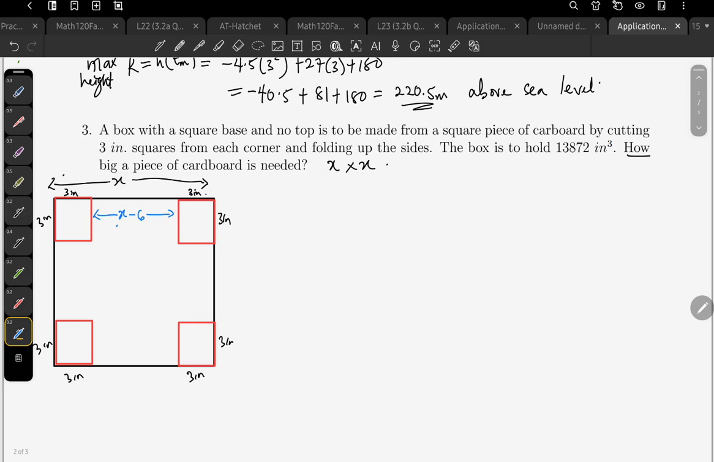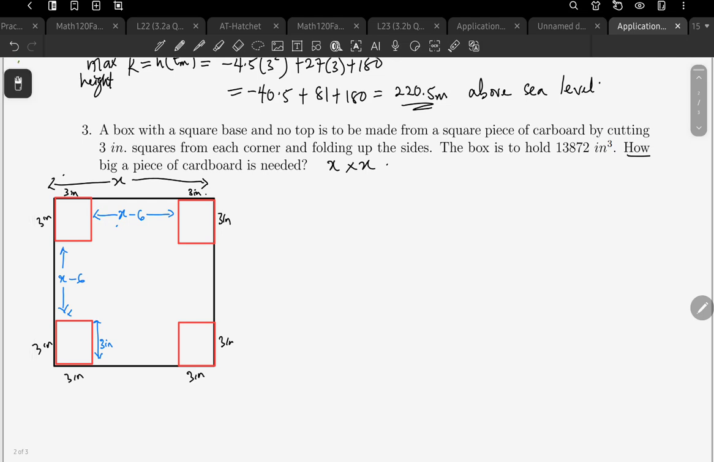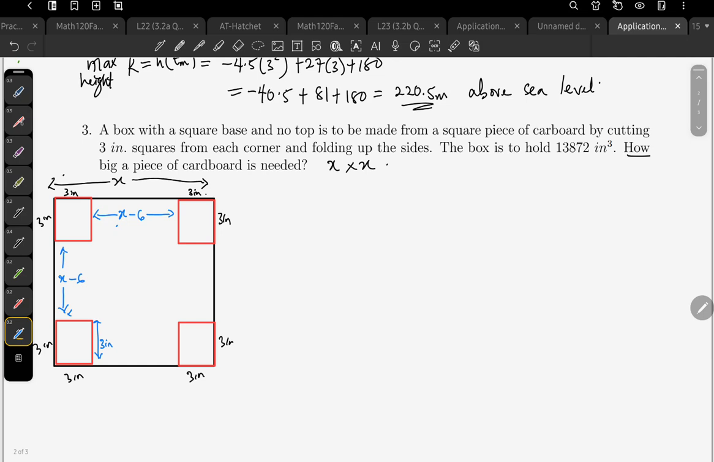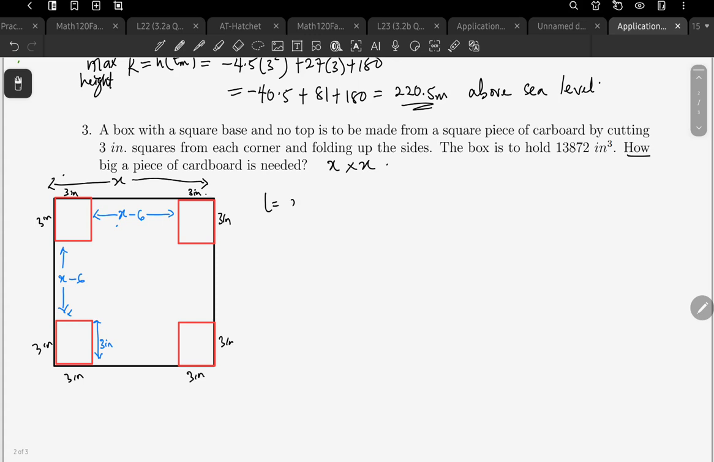And for the width of the box, we are also left with x minus 6 inches, while the height of the box is now going to be this one, which is the 3 inches. So we have an open box of dimensions: length L equals x minus 6, the width equals x minus 6, and the height is equal to 3.